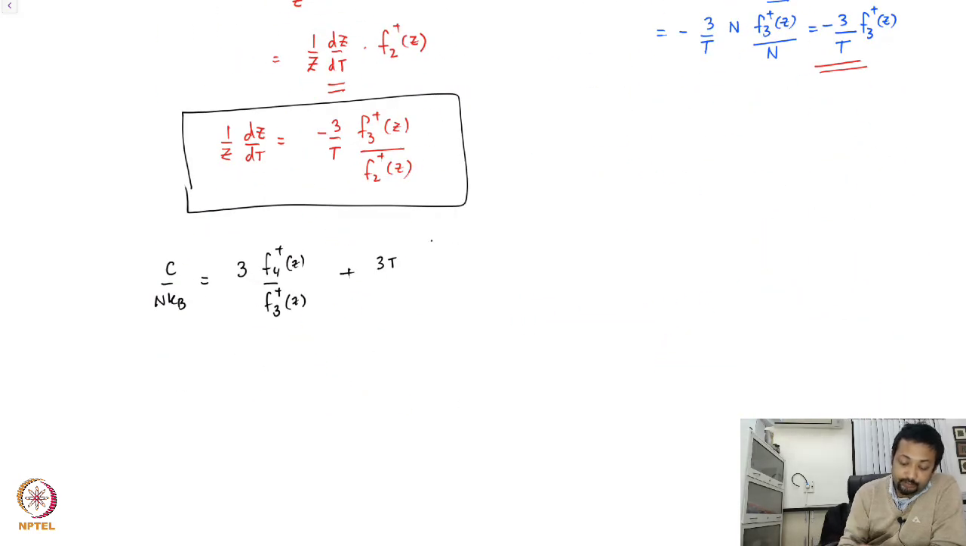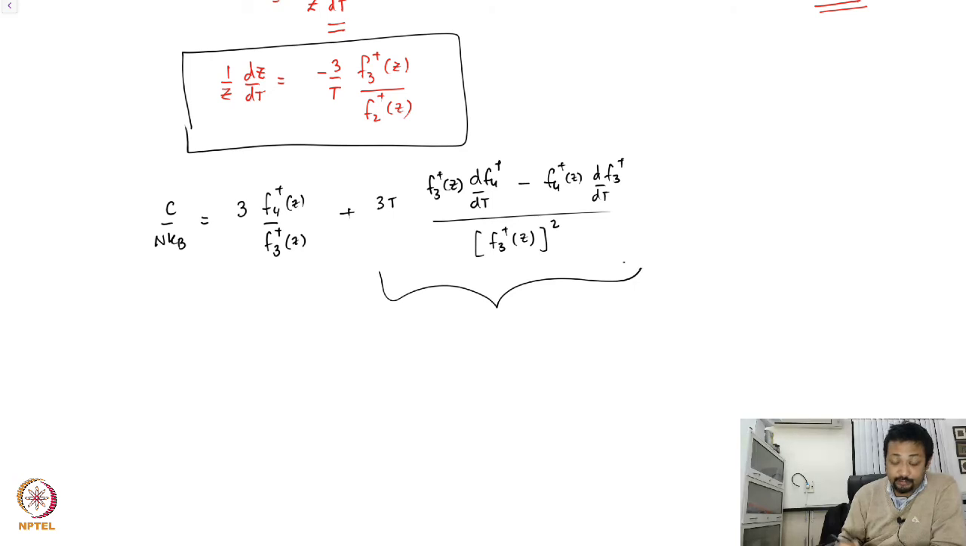Let's just write it down once again. It's a little bit laborious, but it's okay. So I have f3 plus of z, df4 plus dt minus f4 plus of z df3 plus dt divided by f3 plus of z whole square.